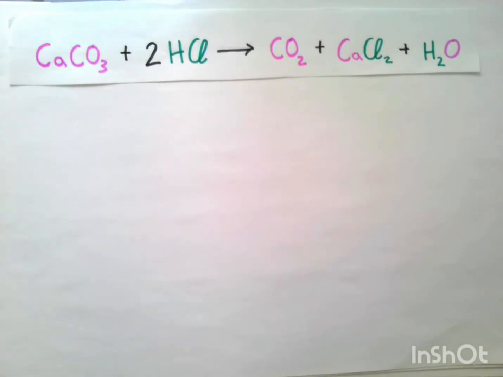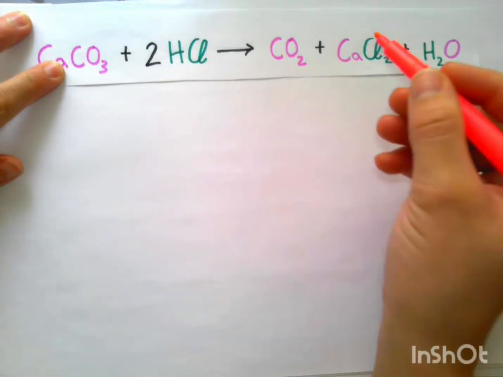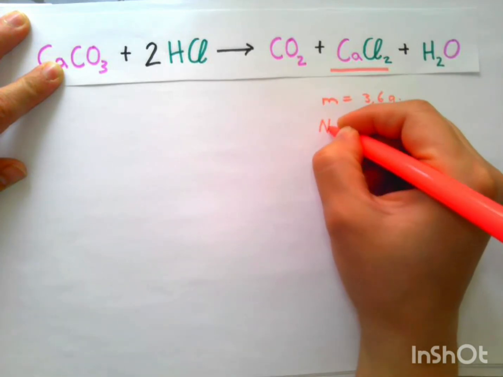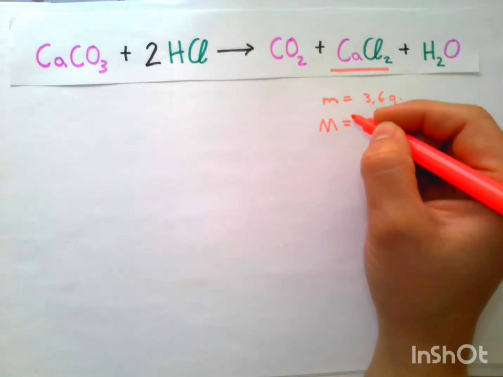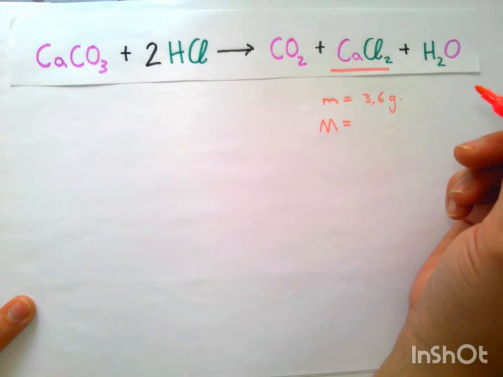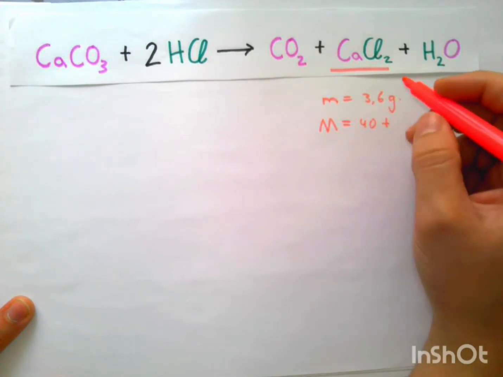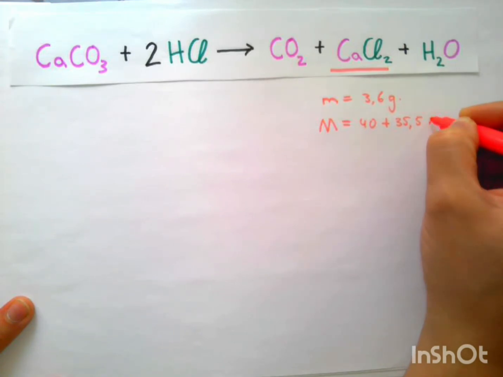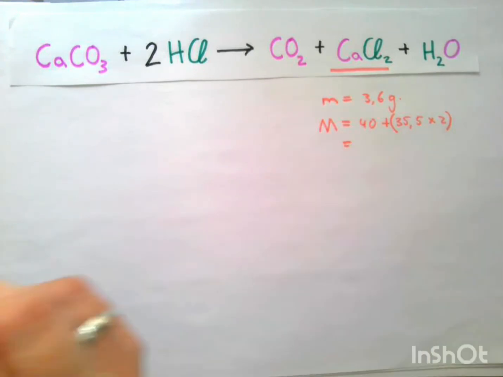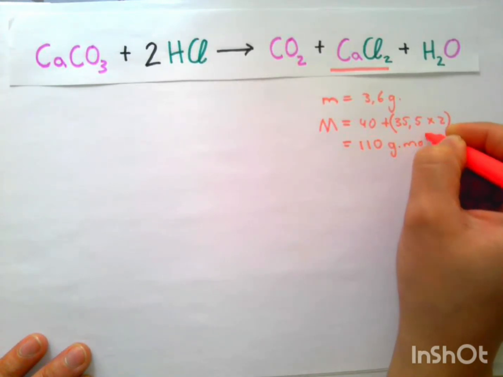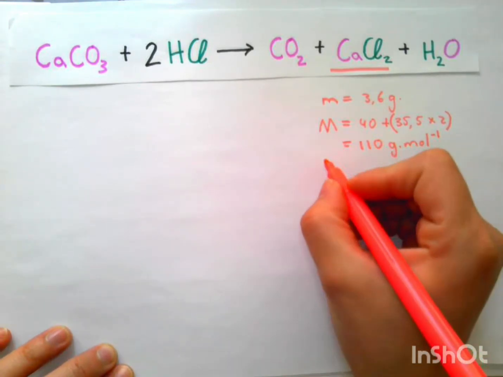So the first thing that we do is we find the mole. We start there because that's where we have our mass. So we know that the mass is equal to 3.6 grams. My molar mass is going to equal, calcium has a molar mass of 40, chlorine has a molar mass of 35.5, and that's times 2 because there are 2 of them, and that is 70 plus 40, so that's 110 grams per mole. Okay, and we want the mole.